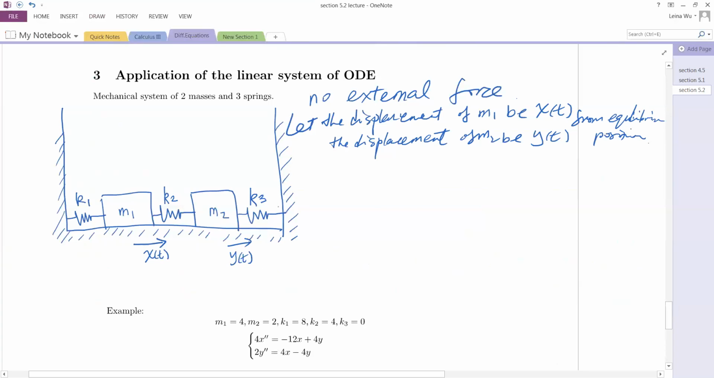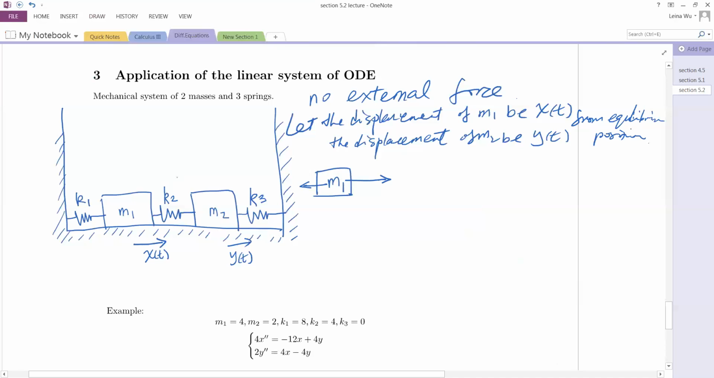We're going to construct 2 equations describing x and y: one equation about x, one equation about y. So let's first look at mass M1. How many forces are acting on mass M1? 2. Yeah, there should be some force from the spring K2, and some force coming from the spring K1. Is that clear?